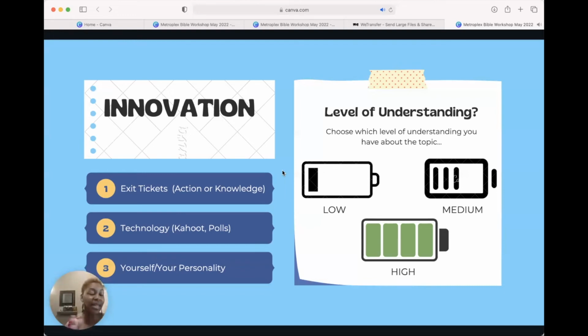And so it's more likely to stick with them, but it is also, again, a consistent structure to your class that lets people know that you really are action focused. You want them to take something away from class. So exit tickets, you can actually collect them.